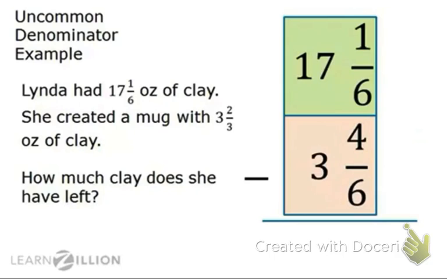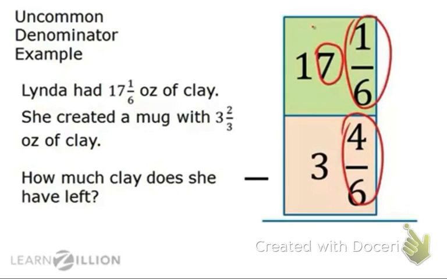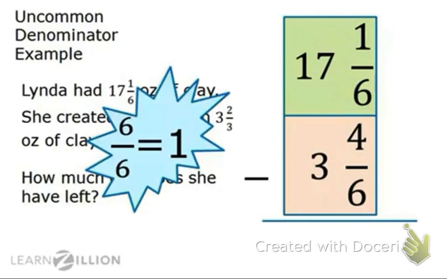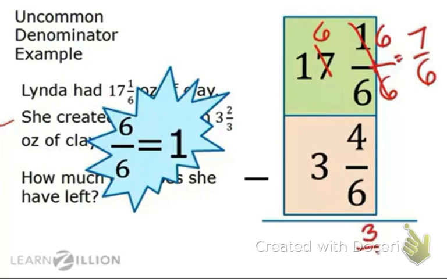Now we will look to see if we need to regroup. Because we are subtracting 4/6 from 1/6, we will need to look to the ones place to regroup. 6/6 equals 1, so we can cross out the 7, leaving 6, and add 6/6 to our 1/6. This will total 7/6. Now we can subtract: 7/6 minus 4/6 equals 3/6. 16 minus 3 is 13.